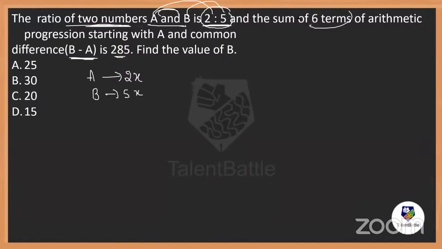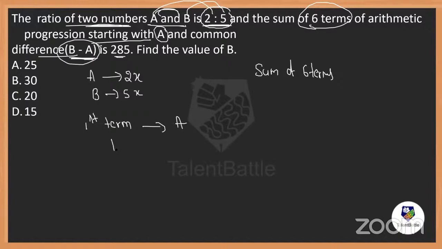Now what they said, the sum of 6 terms of an arithmetic progression starting with A means the first term is A. The first term of the arithmetic progression is A, and the common difference is B minus A. The sum of them is 285. This is given. Now we need to identify the value of B.